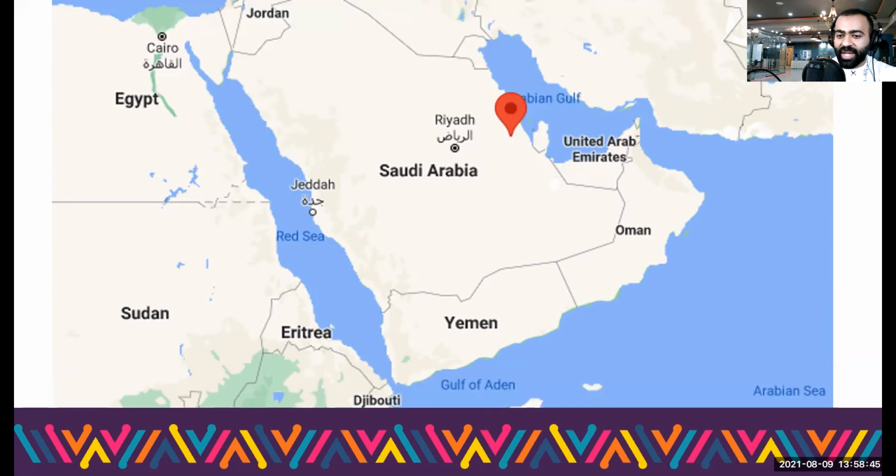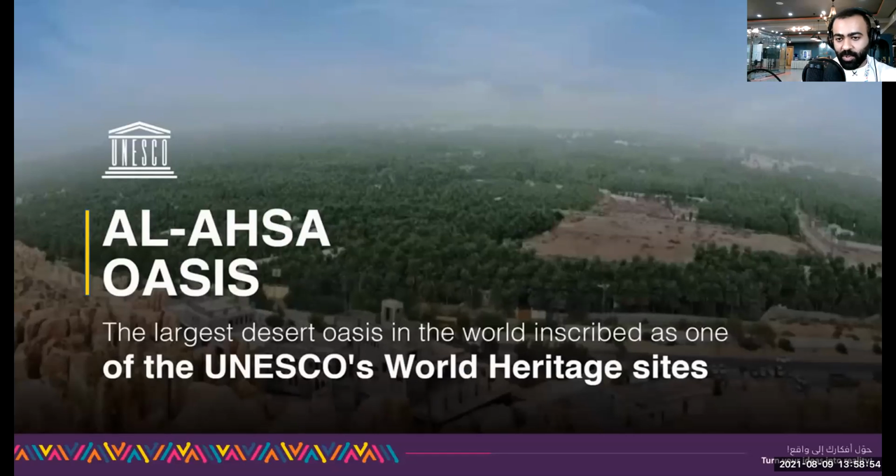Our city is in the eastern part of Saudi Arabia. It's around 430 kilometers away from the central part, from the capital. And it is listed by UNESCO as a heritage site, and it is the world's largest desert oasis. It has more than 1 million palm trees. So I'm hoping that this is encouraging you to visit our city one day.